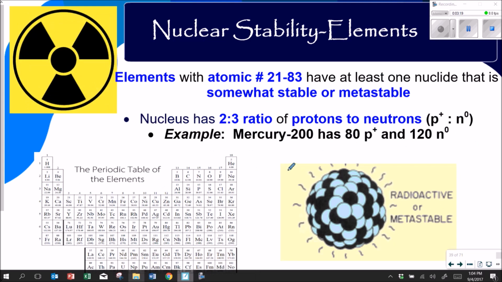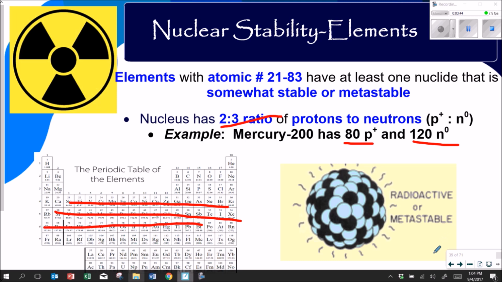Elements with atomic numbers 21 to 83, so starting with scandium and going all the way to bismuth at 83, have at least one nuclide that is somewhat stable or metastable. Their nucleus has a 2-to-3 proton to neutron ratio, and one example would be mercury-200, which has 80 protons and 120 neutrons, so a 2-to-3 ratio.